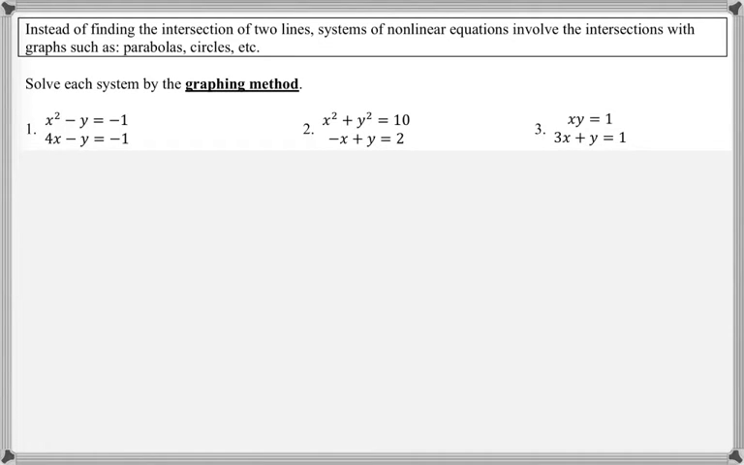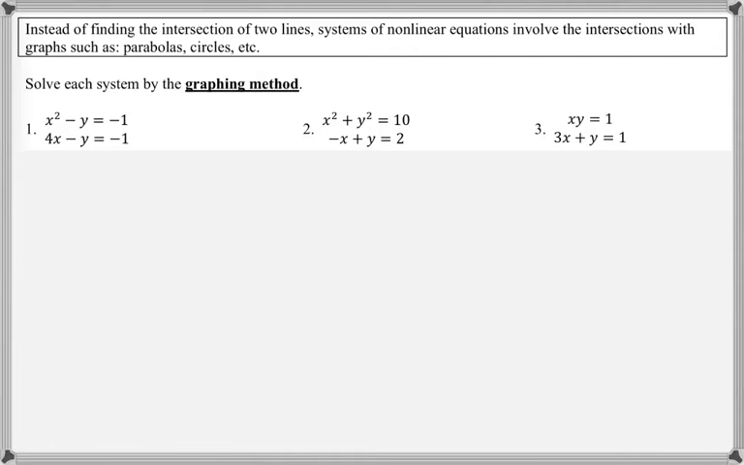Section 9.3 is systems of nonlinear equations. When we solve systems of linear equations, that was finding the intersection point of two lines. So instead of that, we're finding the intersection point of other graphs, such as parabolas, circles, and other different types of graphs.